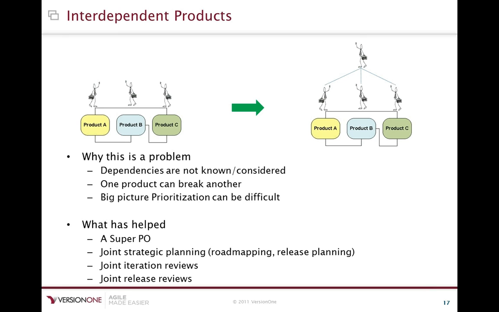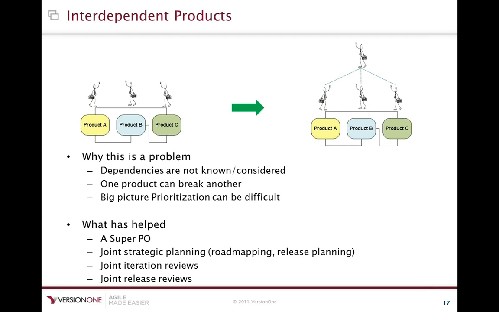Also, some things that help with this are having joint strategic planning. So the road mapping and the release planning, the things that happen before we get into the sprint planning, to stay in a cadence of planning together as product owners, to make sure that everybody's aware of what everybody else has on their plate.